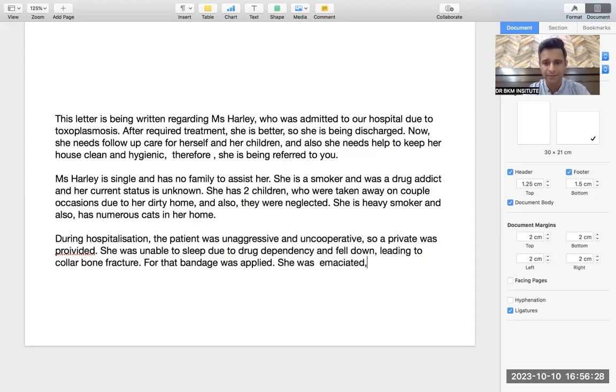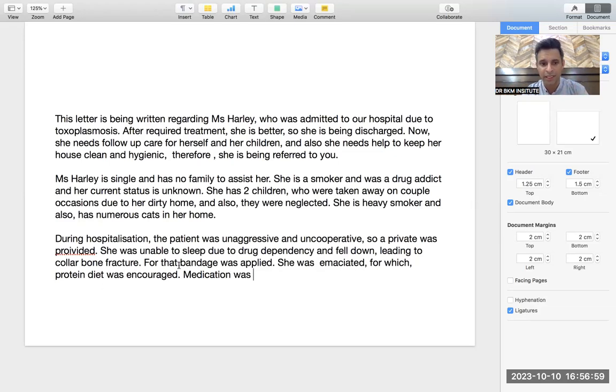So emaciated, for which protein diet was encouraged. That is another connector that I wanted to teach you, with commas, for which. That is how easy you can go about your writing. And now the main thing about toxoplasmosis, medications, and aggression.